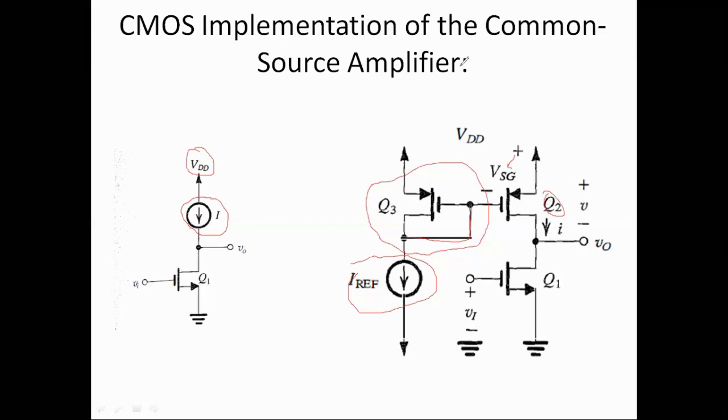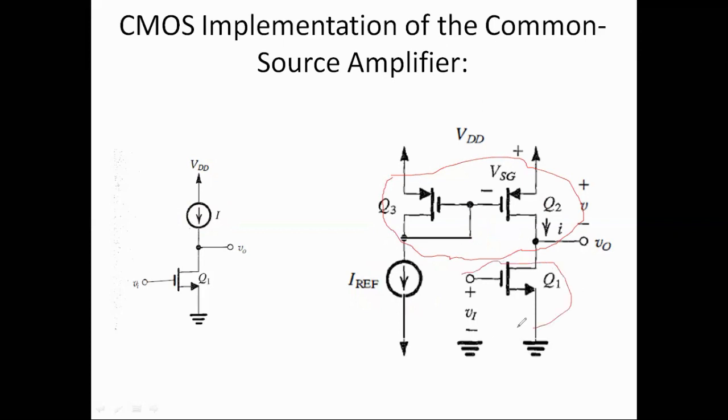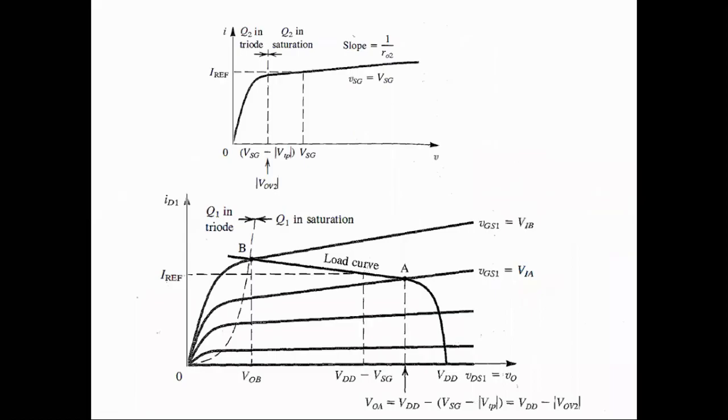This is the CMOS implementation. Why it is called CMOS is that this load part is called the P MOSFET and the input part is called the N MOSFET, so it is the combination of N MOSFET and P MOSFET, hence the name CMOS implementation of the common source amplifier. Now let me move into the analysis.